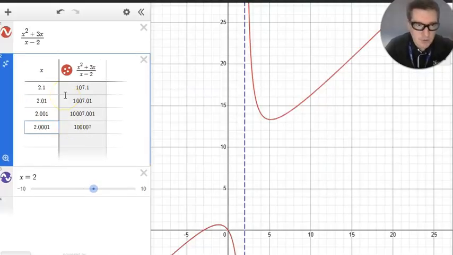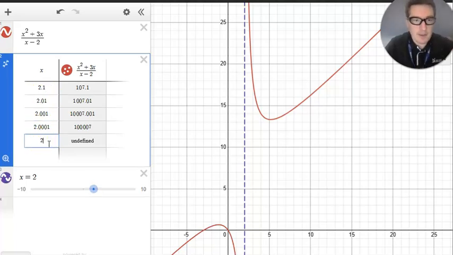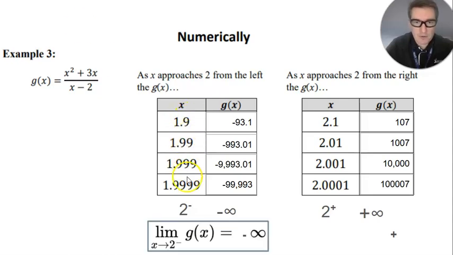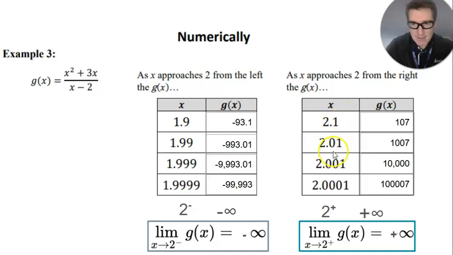Now let's change it to numbers to the right of 2. I'm going to get closer and closer to 2 without touching it, because if I put 2 here, it's going to be undefined. But a number that's slightly to the right of 2 gives me a very large positive number. So filling these into our table, I'm noticing that numbers to the right of 2 approach +infinity. So in summary, as x approaches 2 from the left, my function approaches -infinity. And as my x approaches 2 to the right, my function approaches +infinity.